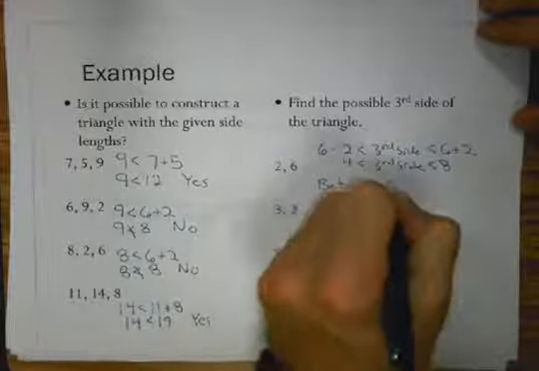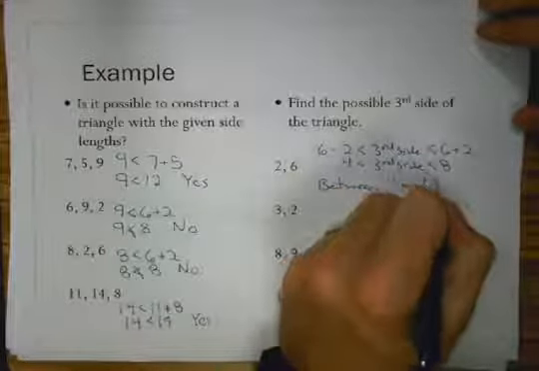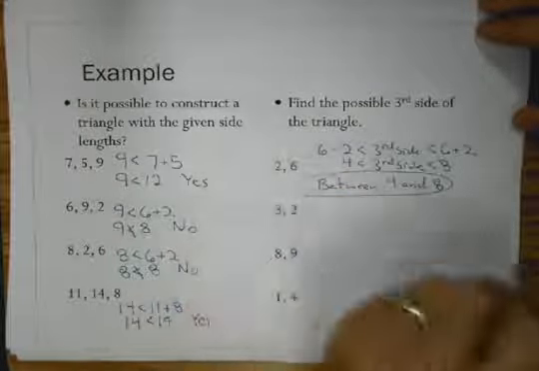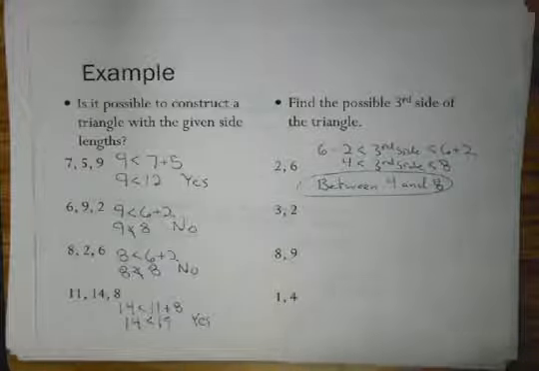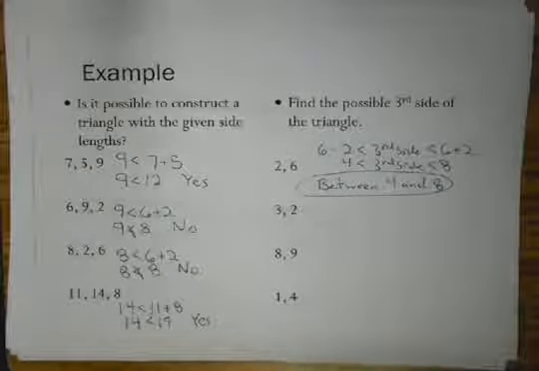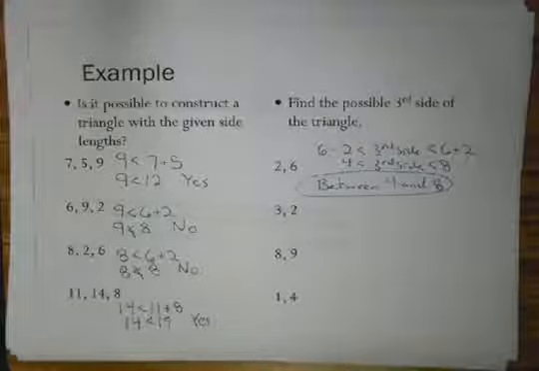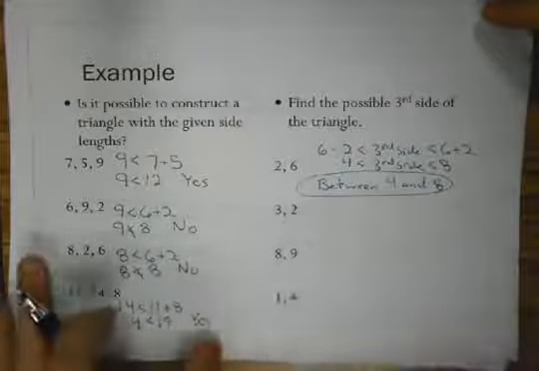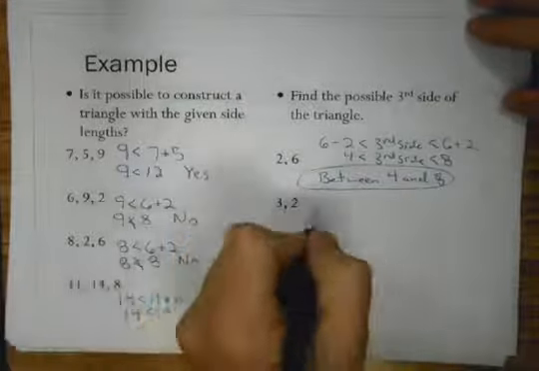So to make this even easier, I'm going to write between 4 and 8 as my answer. It's going to be some number between there would form a triangle. Now, whole numbers would be 5, 6, and 7. But that's not our only options. We also have the decimals. 4.1, 4.2, 4.3. Anything between 4 and 8 that does not include 4 and 8 would be possible answers we could have.